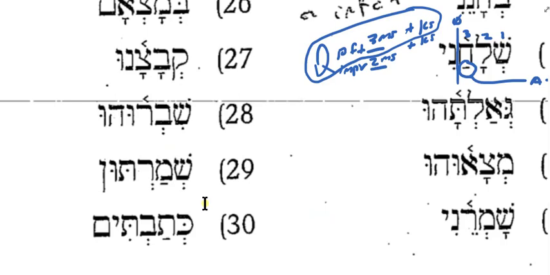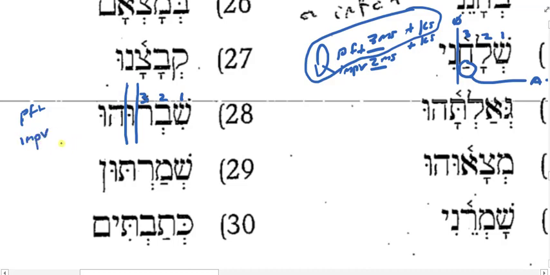shivruhu. Shivruhu. Do you see 3 identifiable root letters here? Shin, bet, resh. Shavar. Okay? Now I have u and hu. So I only have 3 slots here. There's no prefix. So this is either the perfect or the what? Or the imperative. Can't be the imperfect.